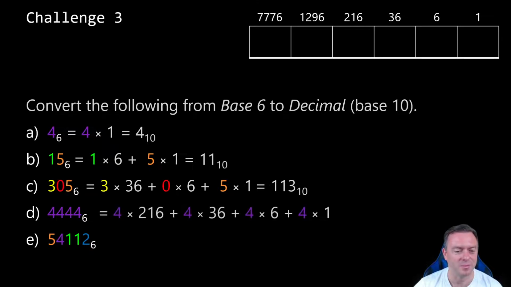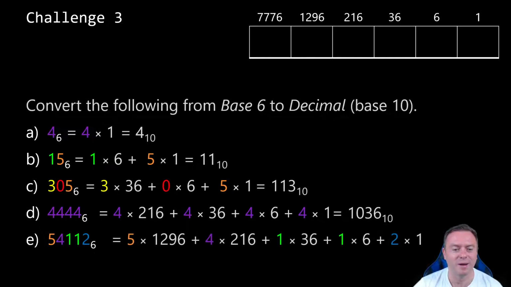The next one's exactly the same, so you literally just follow it along. So you go 4 times 216 plus 4 times 36 plus 4 times 6 plus 4 times 1, which adds together to give you 1036. And then the last one, you have 5 lots of 1,296 plus 4 lots of 216 plus 1 lot of 36 plus 1 lot of 6 plus 2 lots of 1, which adds up to give you 7,388.